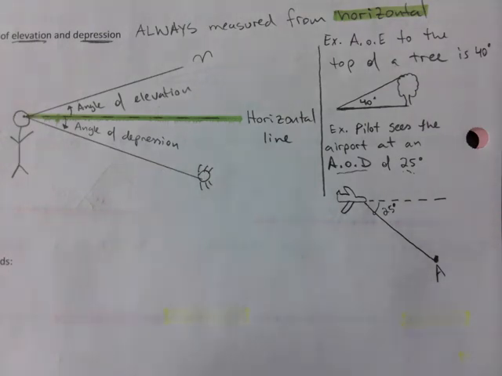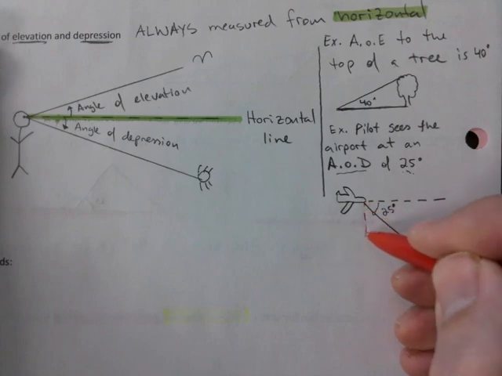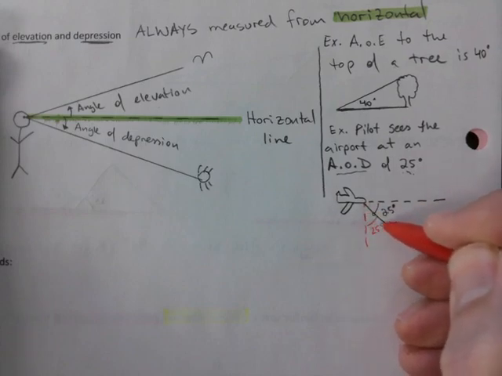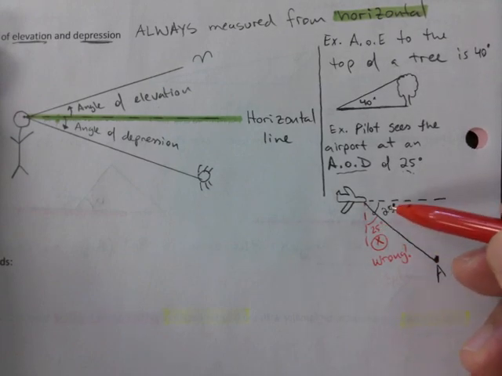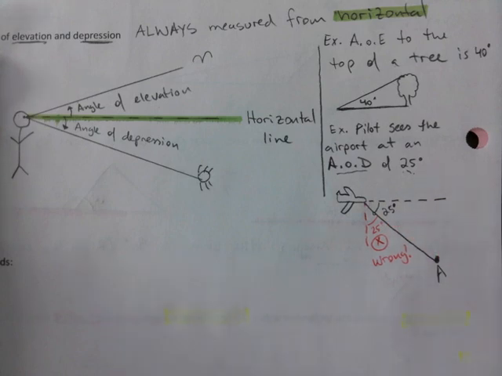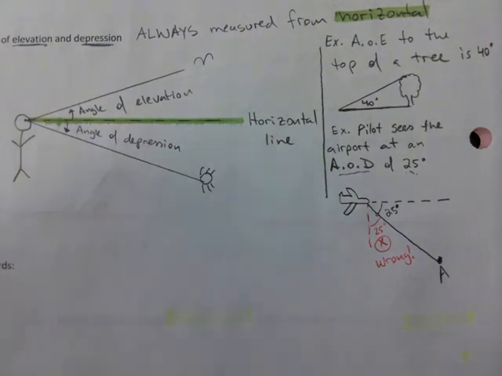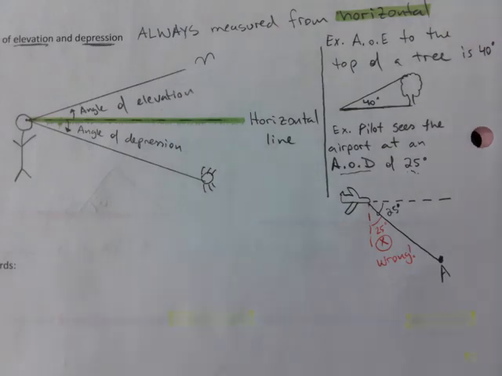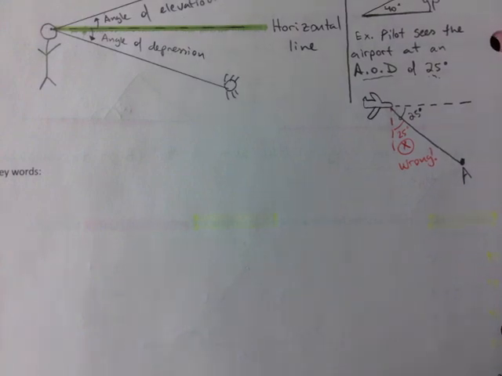The most common error here is this. Students want to put the 25 here, and this is wrong, okay? Wrong placement to put it there. It's always between the horizontal and the line of sight to whatever, okay? Could be in a hot air balloon, anything like that. If you're looking down, angle of depression is measured from the horizontal looking down, okay? An eagle sitting on the edge of a cliff or top of a mountain, whatever.